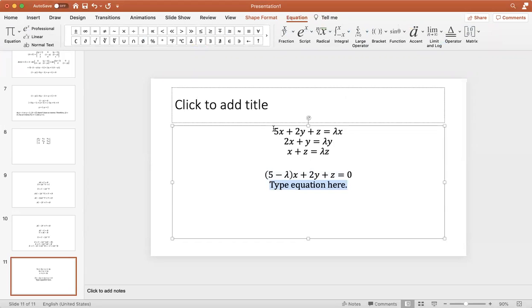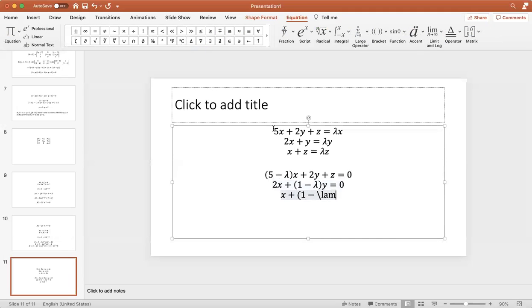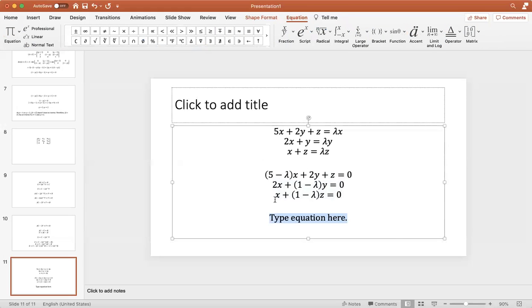Okay. You have 2x plus 1 minus lambda y equals 0. And then you have x plus 1 minus lambda z equals 0. If you have viewed the tutorial video on eigenvalues, this is basically that. You're trying to solve for the eigenvalues. You're trying to solve for the values of lambda that will make the determinant of the resulting matrix, as you will see here, equal to 0.